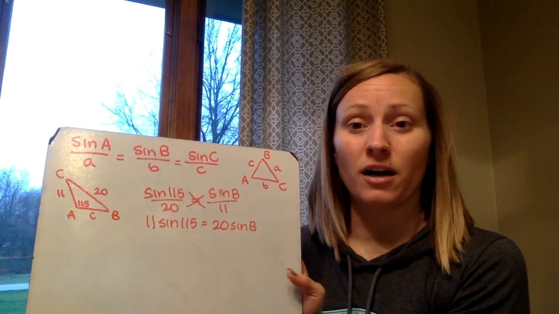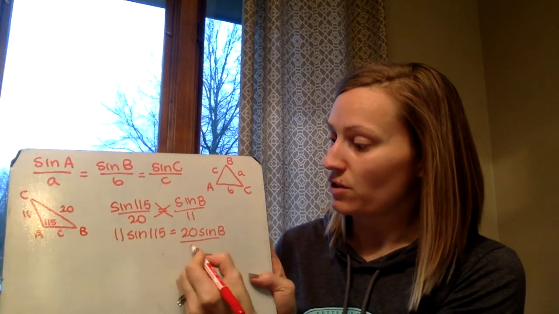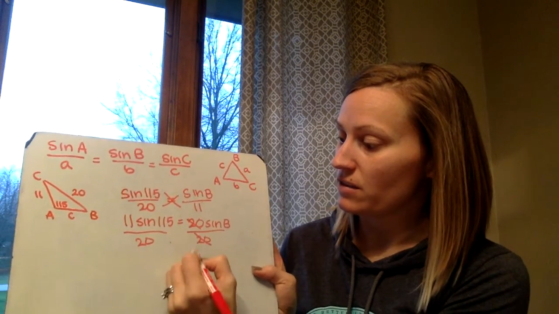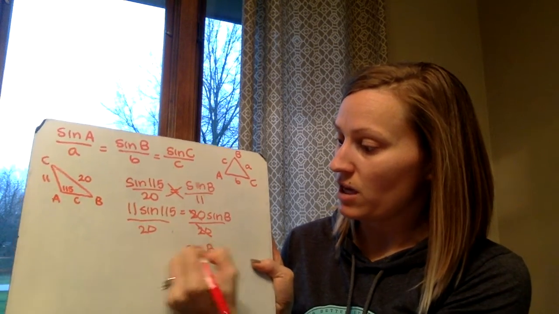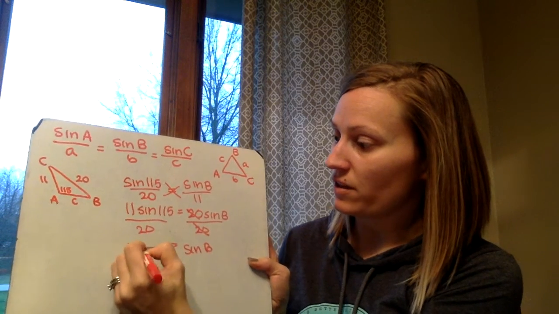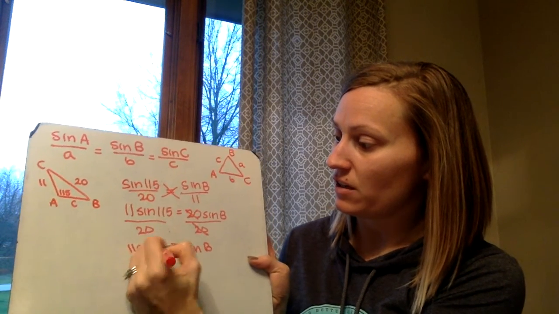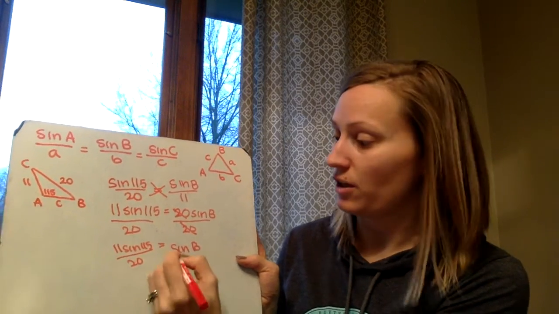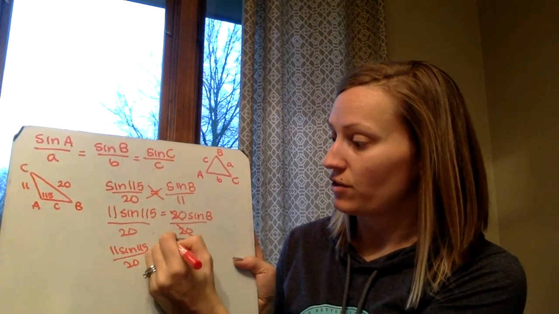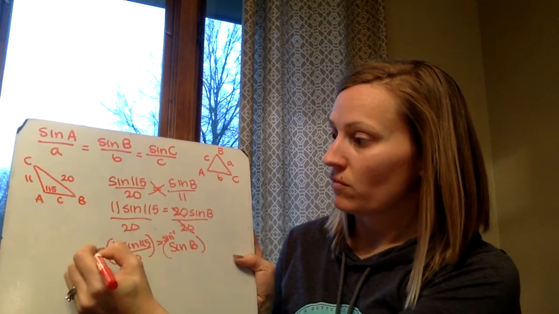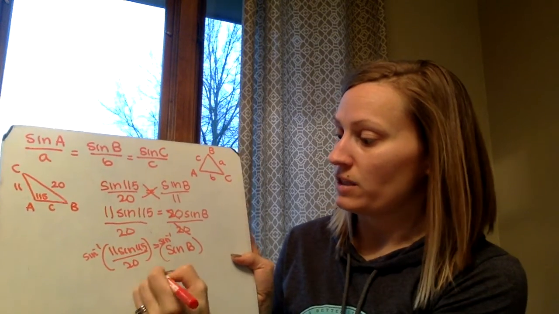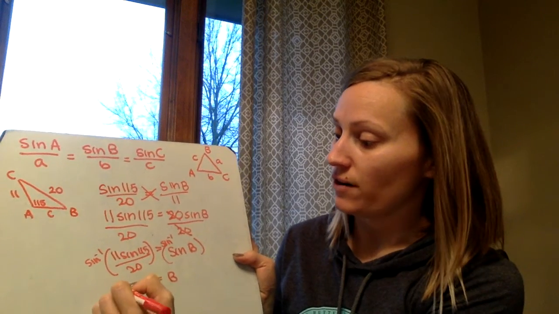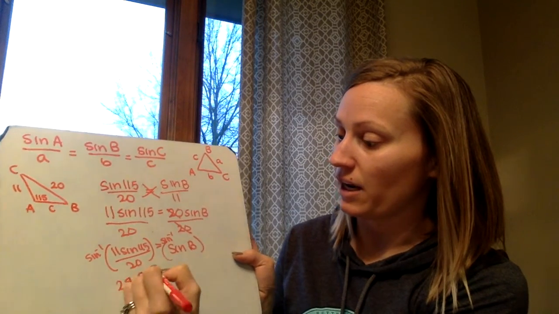And then we need to get sine of B by itself, so we're going to divide by 20 on both sides. So our 20 cancels, and we have sine of B is equal to 11 sine of 115 over 20. And then because we're finding an angle, if you recall, we have to do our inverse sine. And when we type that into our calculator, we end up getting B, rounded to the nearest tenth, is 29.9 degrees.